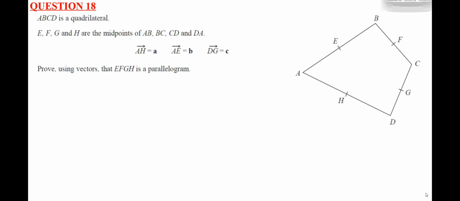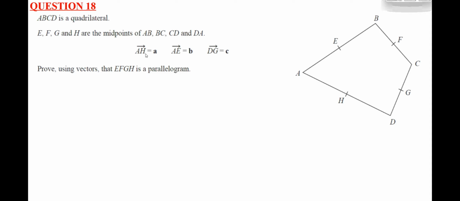Question 18. In my opinion, this might be the hardest question on the entire paper. It's not the last one, but I do think geometry involving vectors is quite tricky, or can be. Anyway, let's get to it. ABCD is a quadrilateral, just a fancy way of saying it's a 4-sided shape. E, F, G, and H, which have been labelled here, they are the midpoints of the sides AB, BC, CD, and DA respectively.